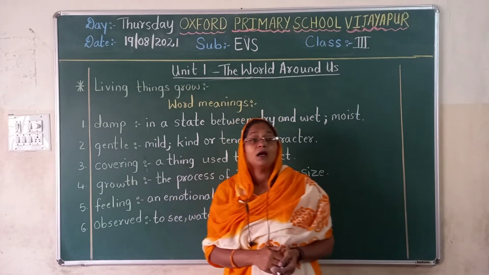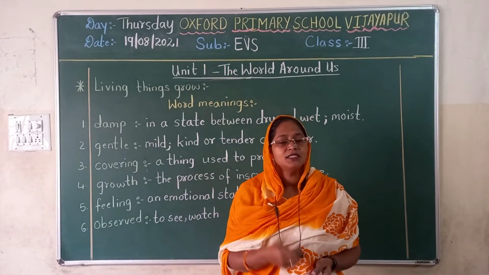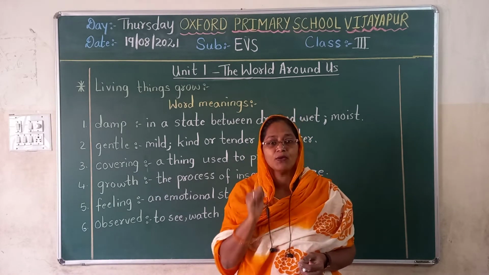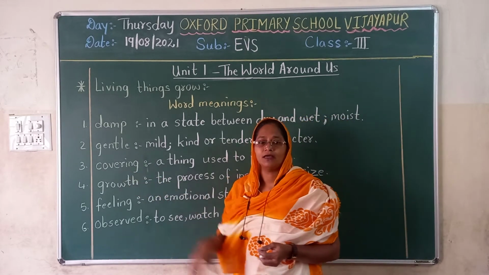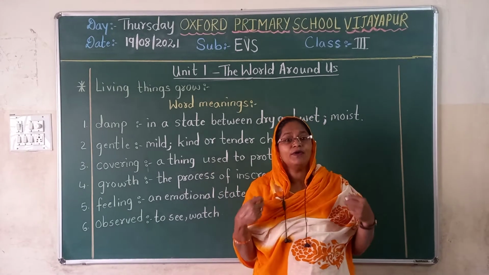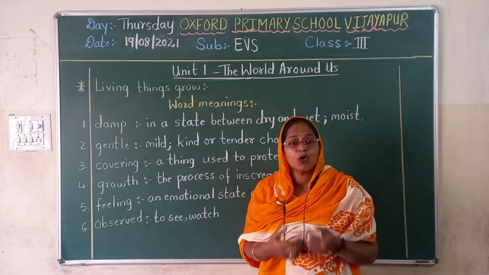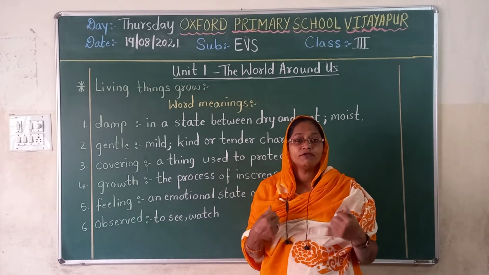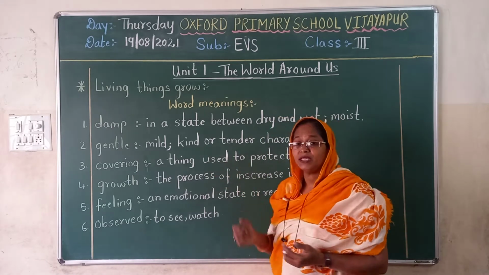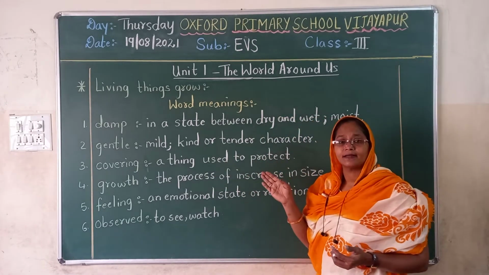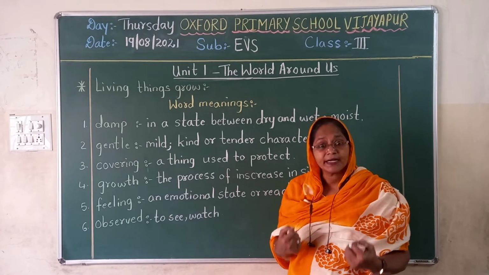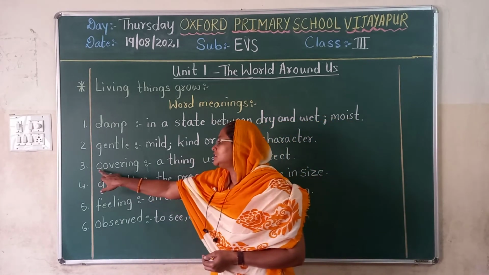The third one is covering. Now what is covering? See children, you see a coconut. Inside, when you remove the outer cover, it is brown in color. We call that the covering. All fruits have a covering. In the same way, the clothes you wear are the covering of your body. By wearing clothes, we protect our body from sun, rain, and cold. So, covering means a thing used to protect, like clothes. Clothes are a covering of our body. We wear clothes to protect ourselves. Understand?